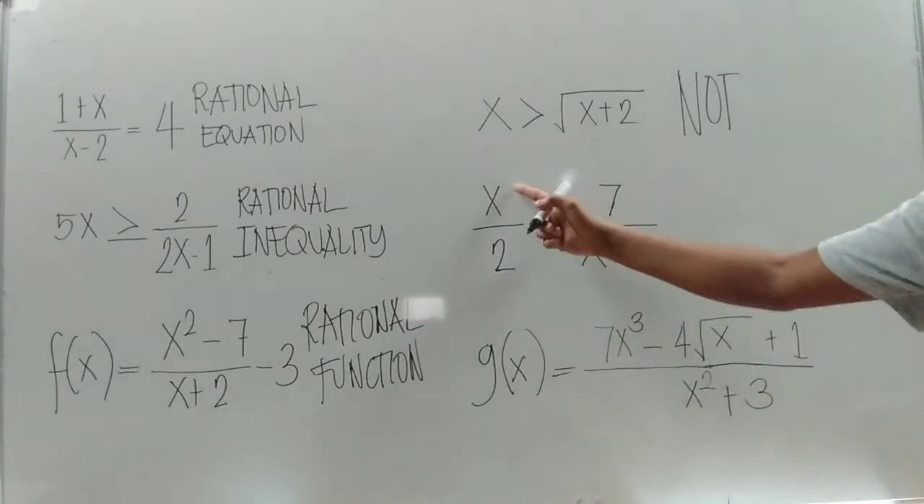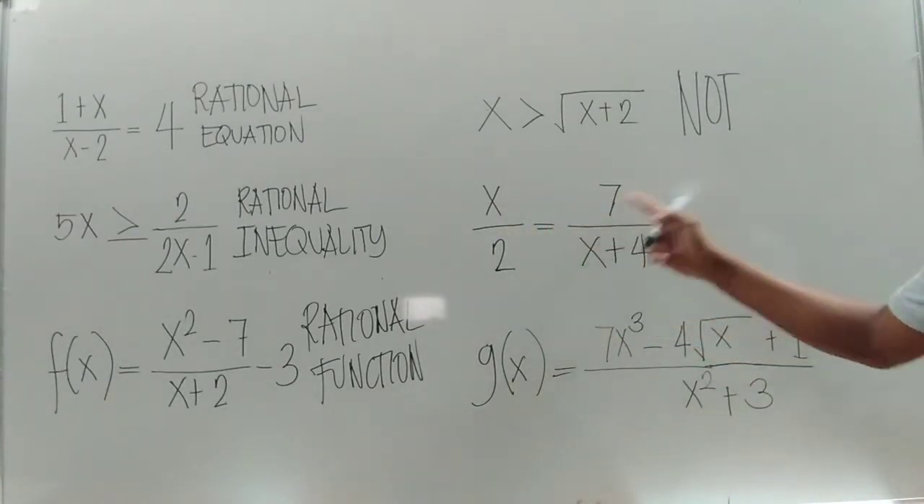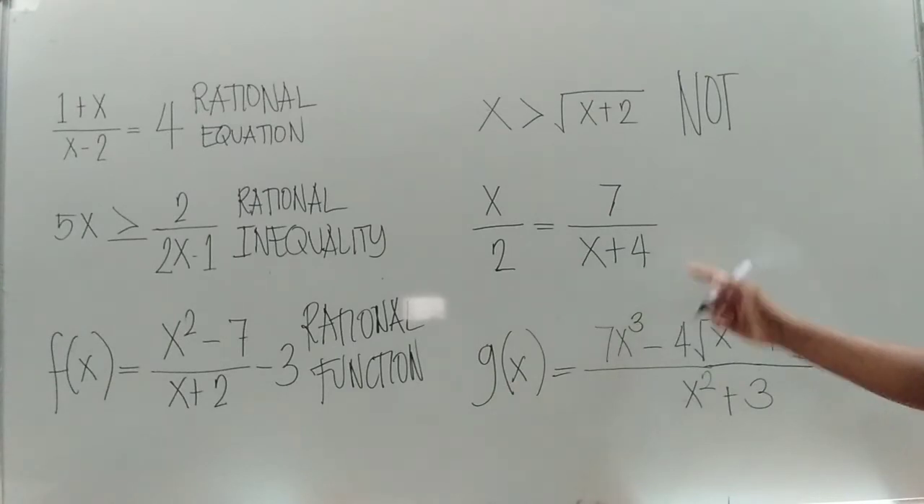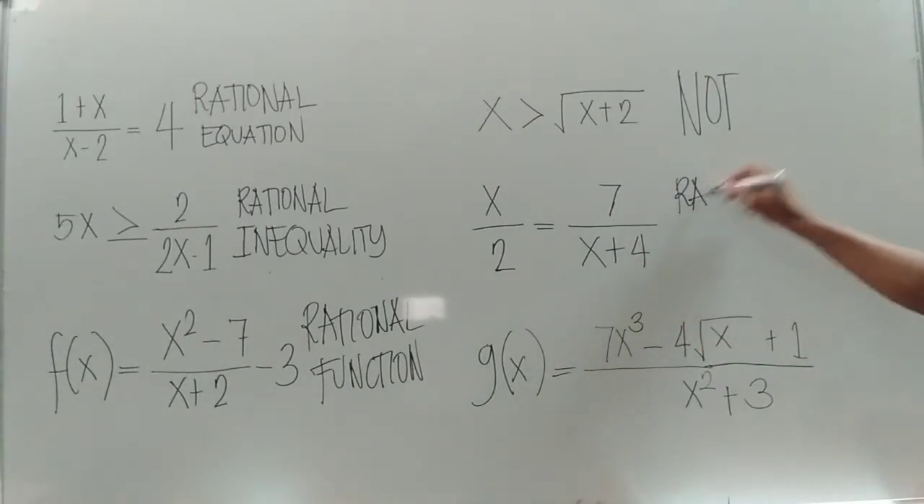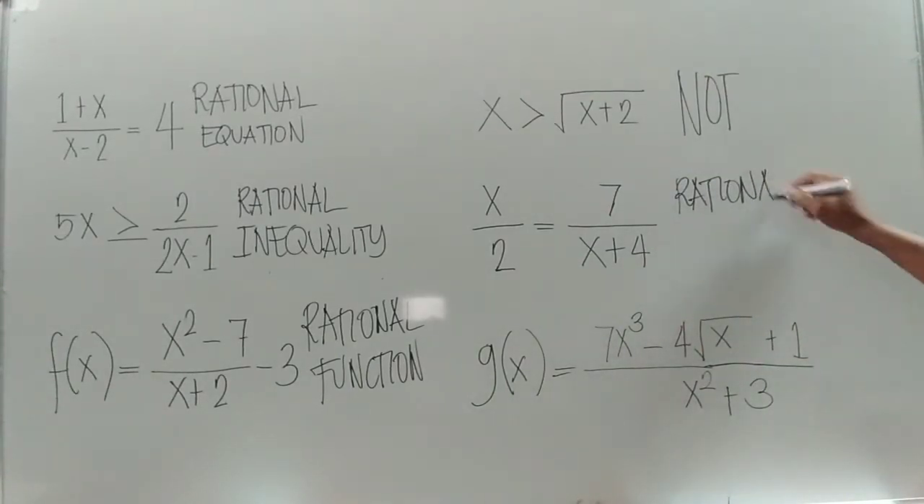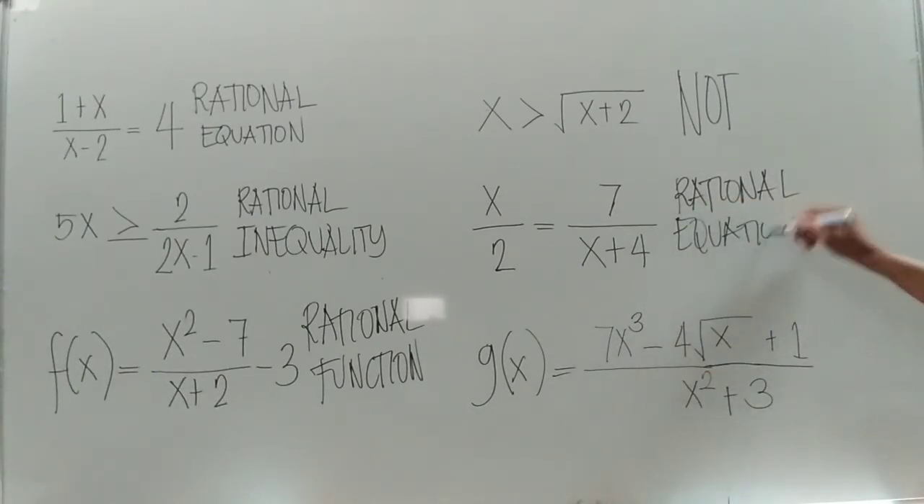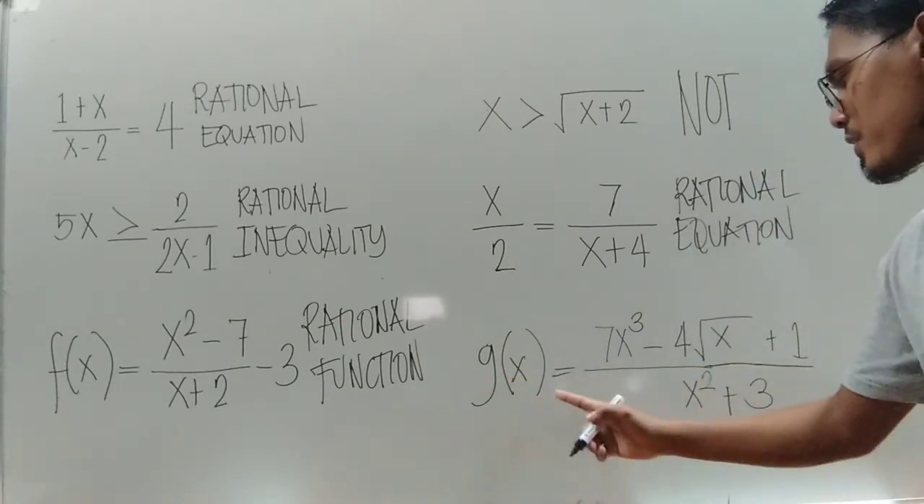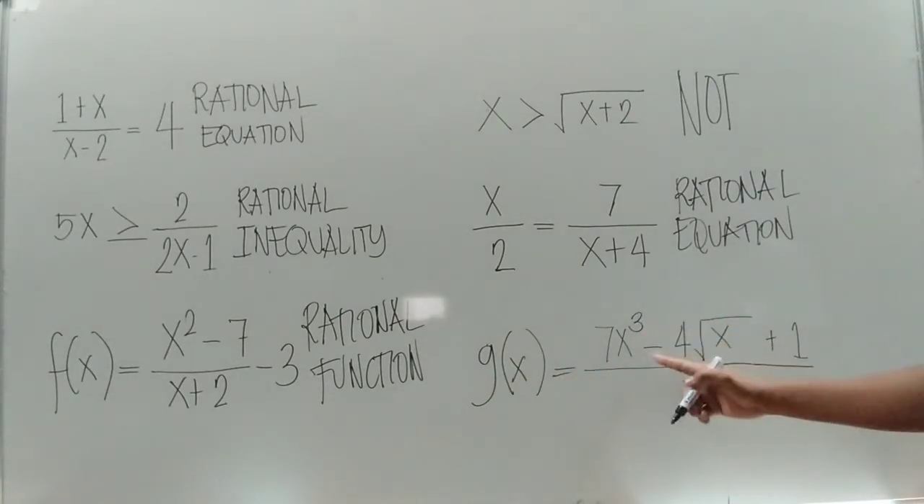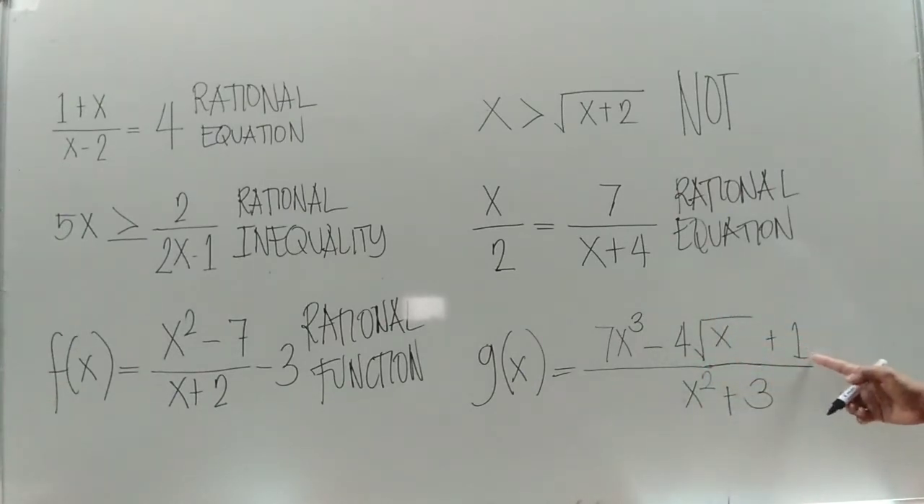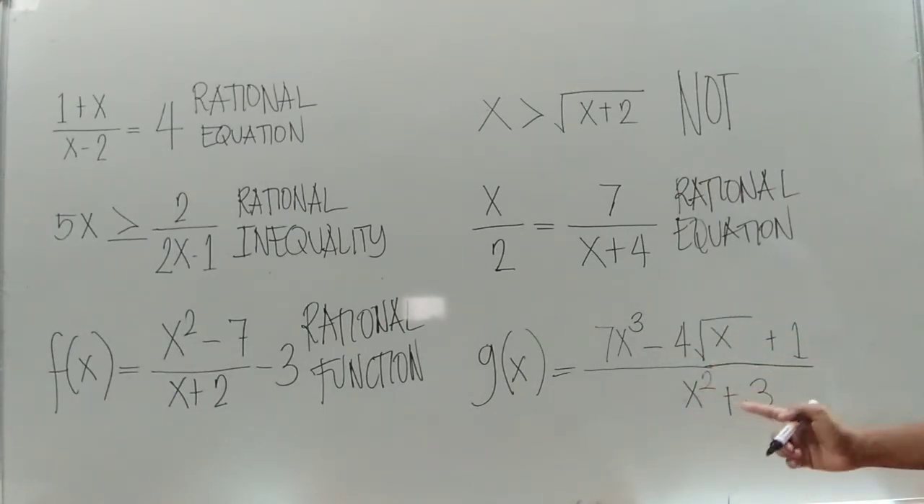Next example, x over 2 equals 7 over x plus 4. So it is considered a rational equation. Last example, we have g of x equals 7x cubed minus 4 square root of x plus 1 over x squared plus 3.